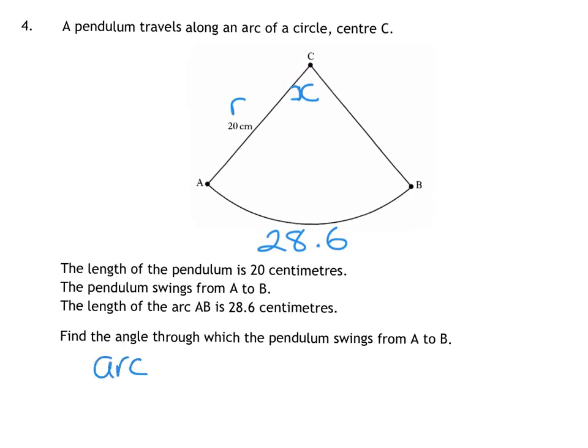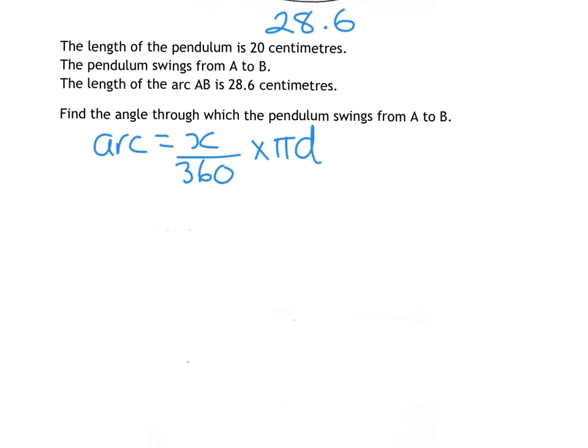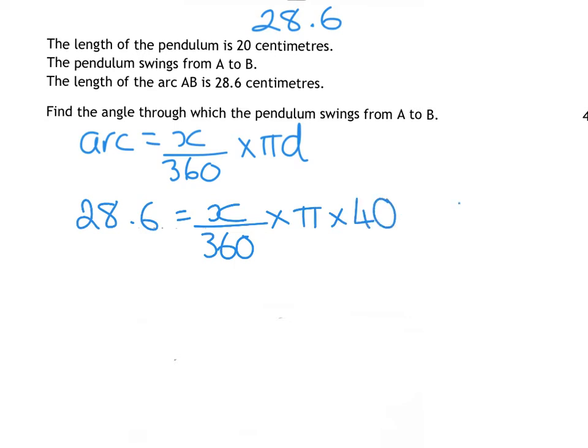arc equals your angle over 360. Arc is circumference, so it's times pi d, okay? That gives us a bit more room. Now, there's different ways to go with this, but I'm going to put in what we know first of all. We know the arc was 28.6. We don't know x, but we do know that the radius was 20, so that makes the diameter 40. So that would be your first mark there, just for substituting into the formula.